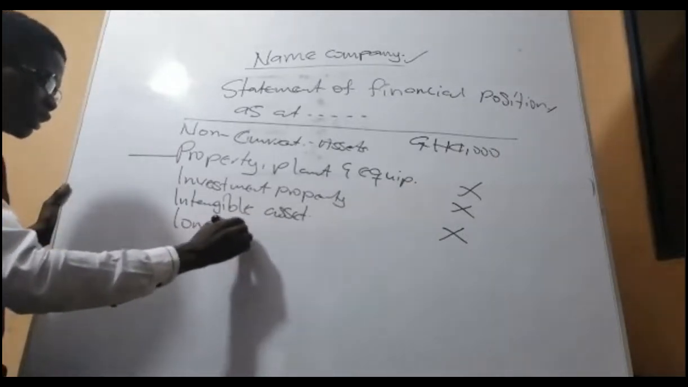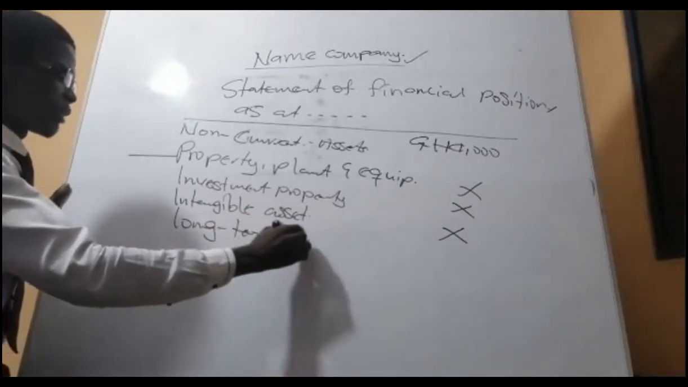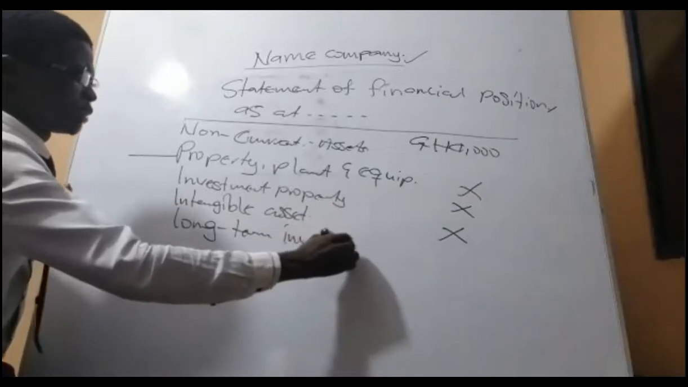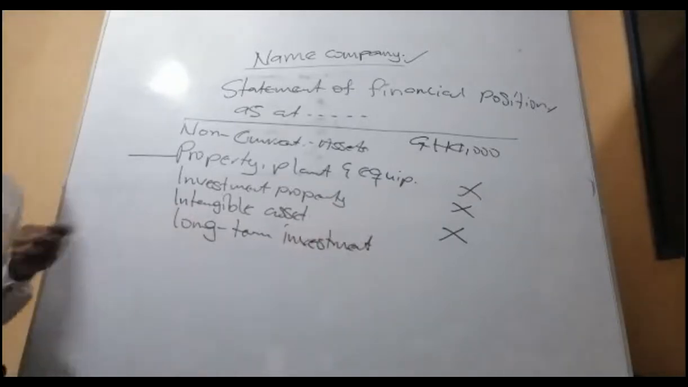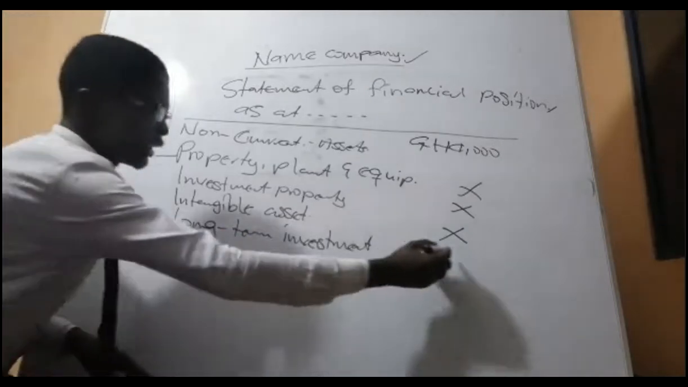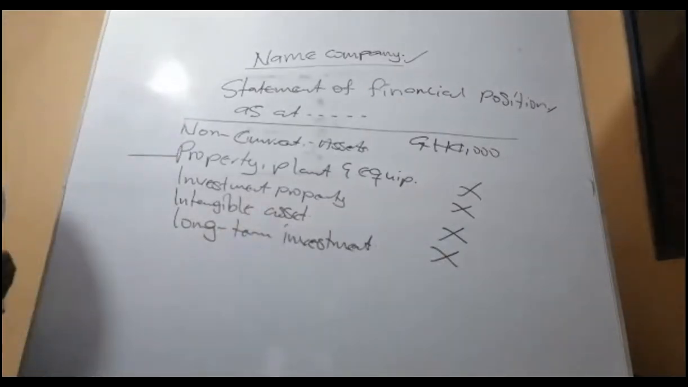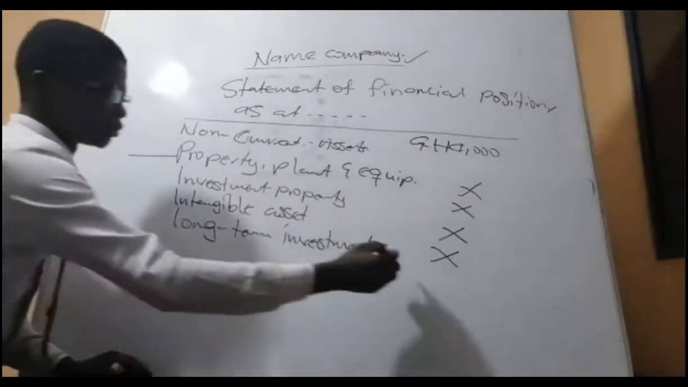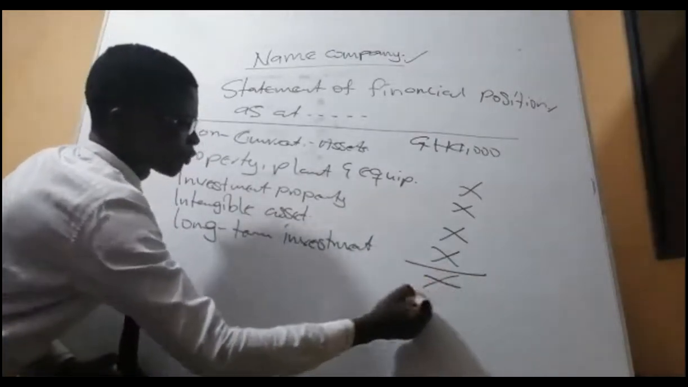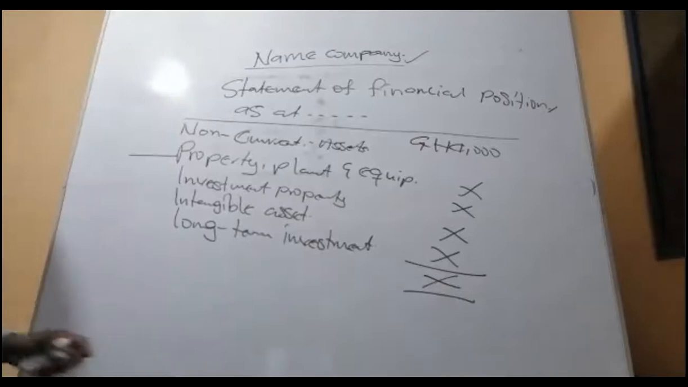Then lastly, long-term investment. Maybe you have a 5-year investment with some bank or some investment group. It's a non-current asset to you. Now you add all this together.